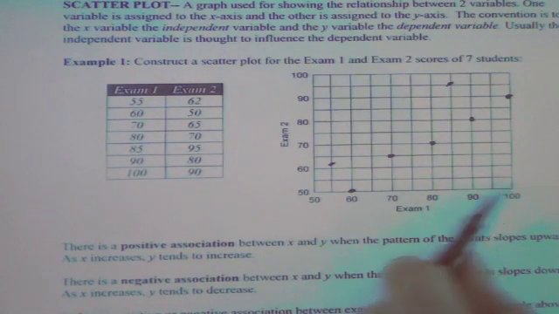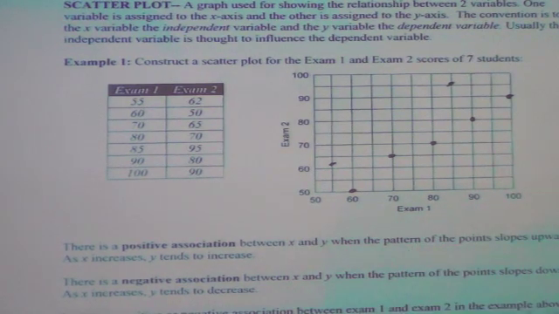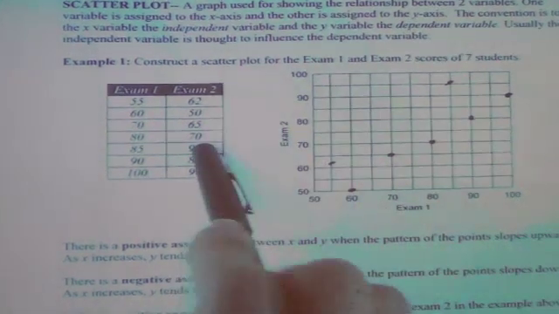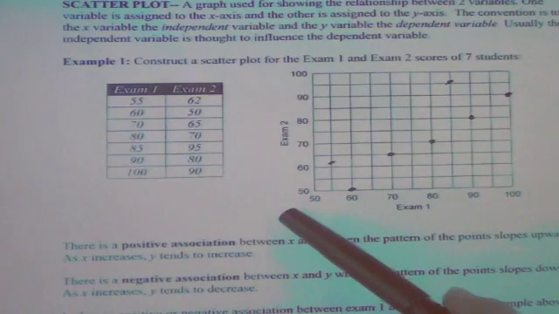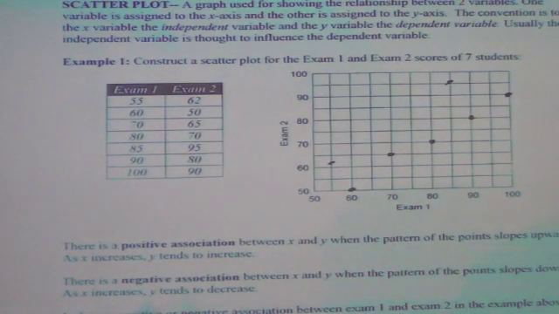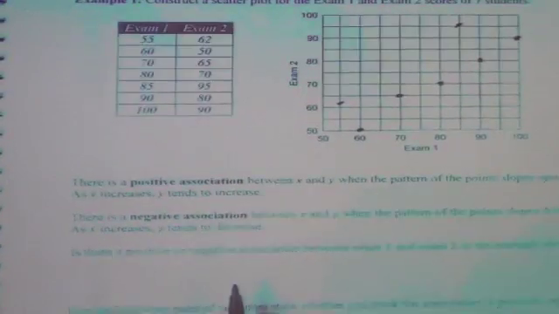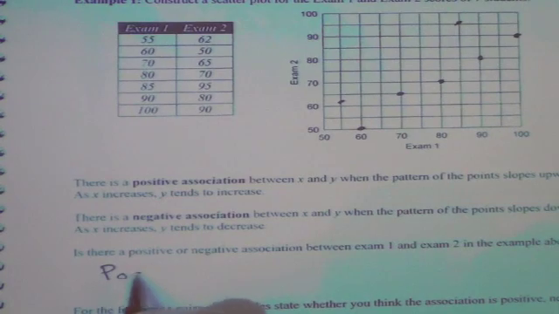So the people who did extraordinarily well on exam 1 would bomb exam 2. Do you think that's very likely? No, that would be unusual for this set of data. For other things, it would be likely. Okay, so there's a negative association when it slopes down. So is there a positive or negative association on the exam 1 and exam 2 above? We just said there's positive because it slopes up.